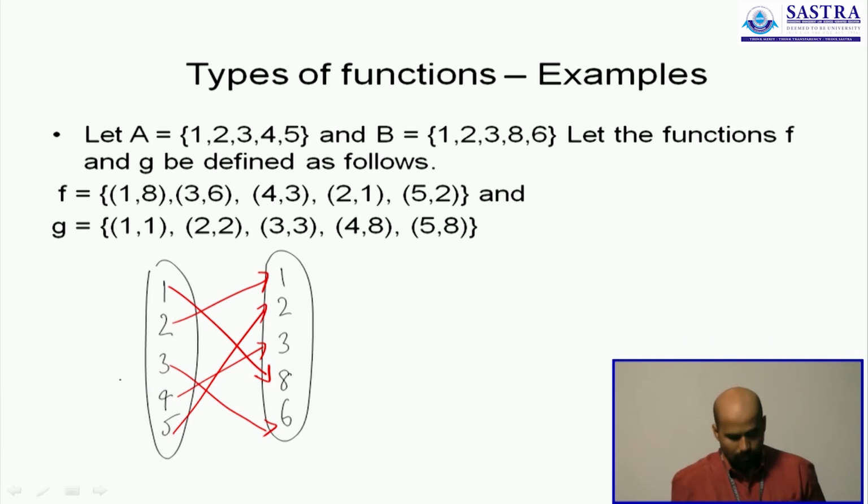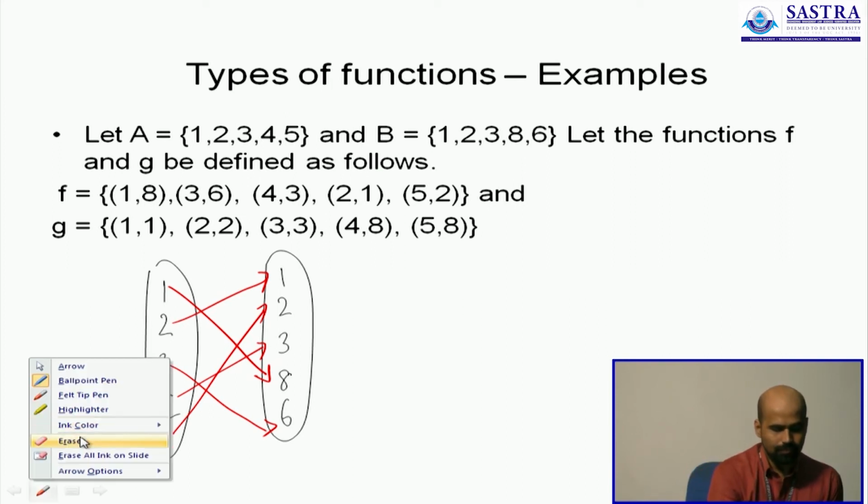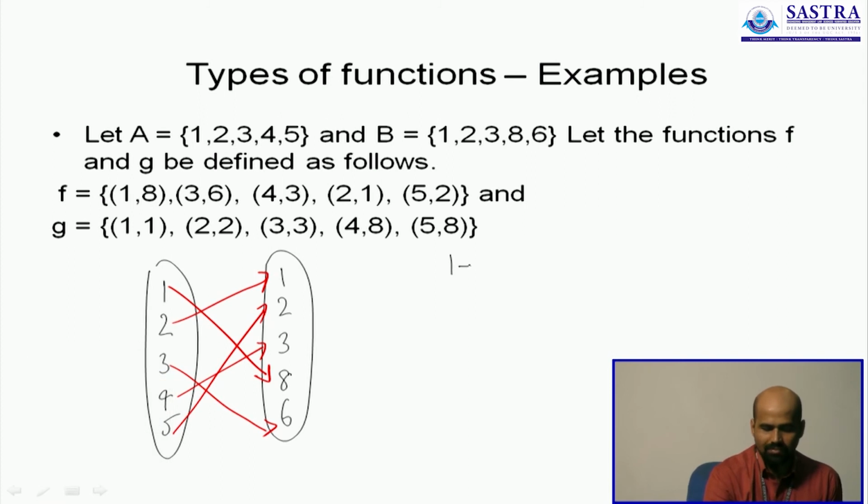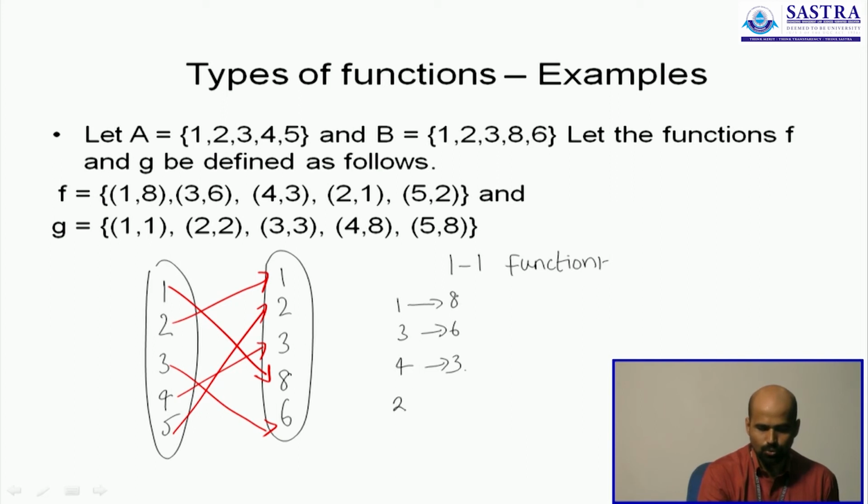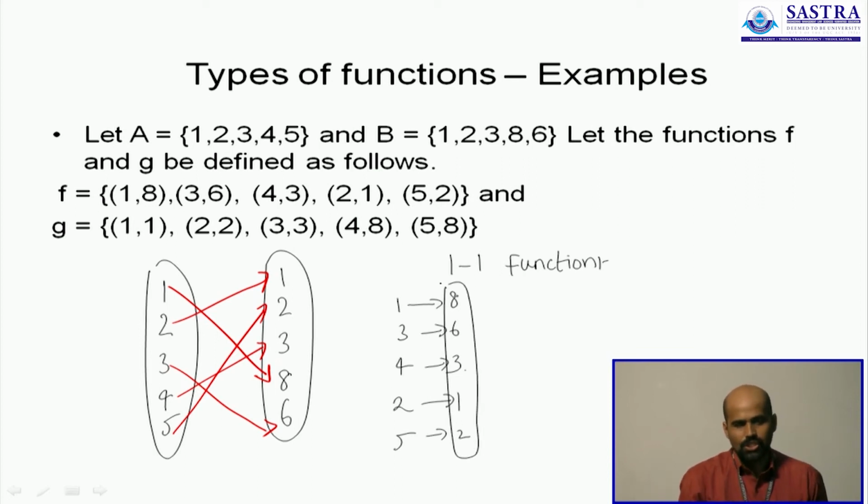How can we classify this function? Can we classify this function as a 1-to-1 function? Yes, because if you write the set of all images, 1 goes to 8, 3 goes to 6, 4 goes to 3, 2 goes to 1 and 5 goes to 2. All these images are unique, and therefore this function is an injective function, and that is a 1-to-1 function.